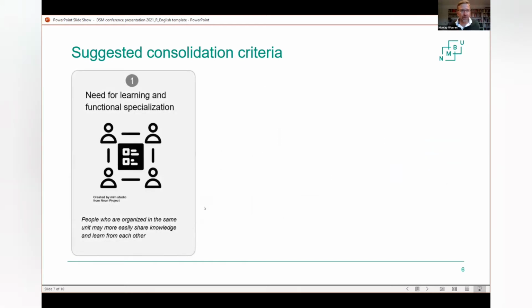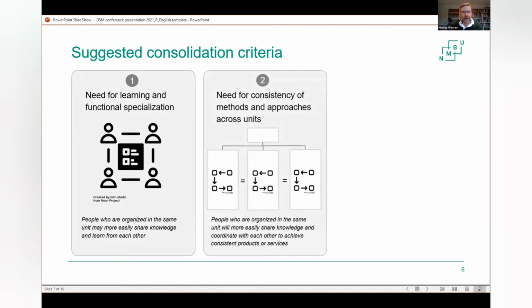First of all, there is something related to the need for learning and functional specialization. So, you know, if you see that there are certain functions that are performed in different teams or units today, for example, it might be an IT person who is placed in each unit, but you see that there's a need for learning between the IT people or functional specialization, that might be an argument for consolidating these resources in a common unit rather than dedicating them to individual units. Another one might be a need for consistency in terms of methods and approaches across units.